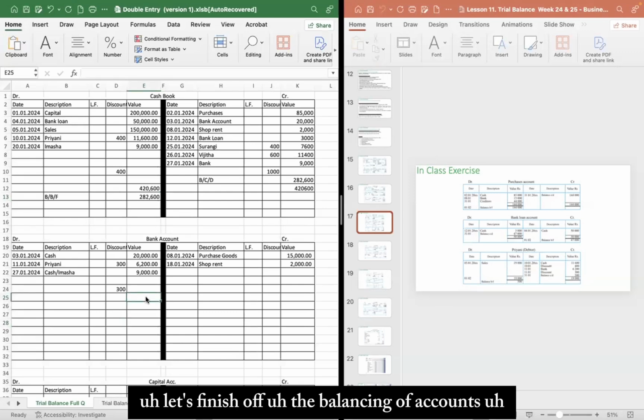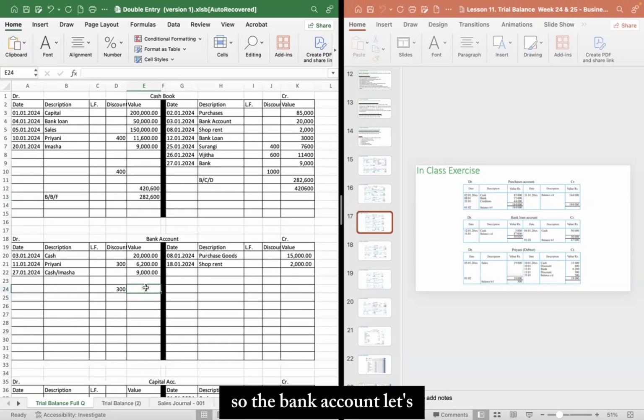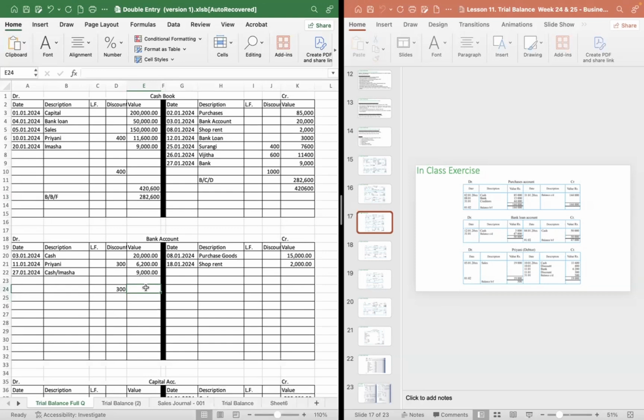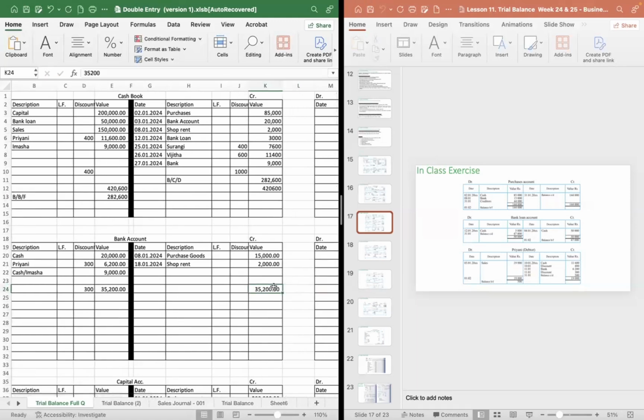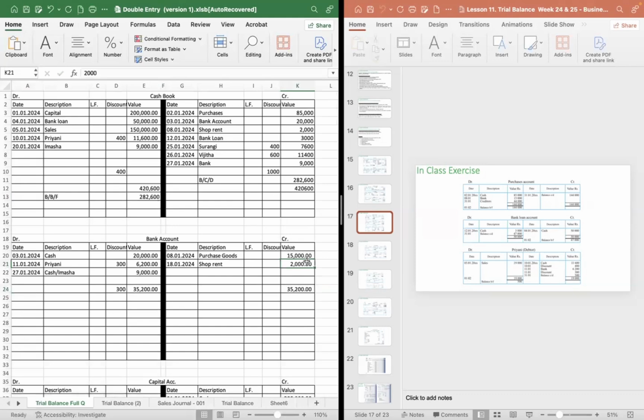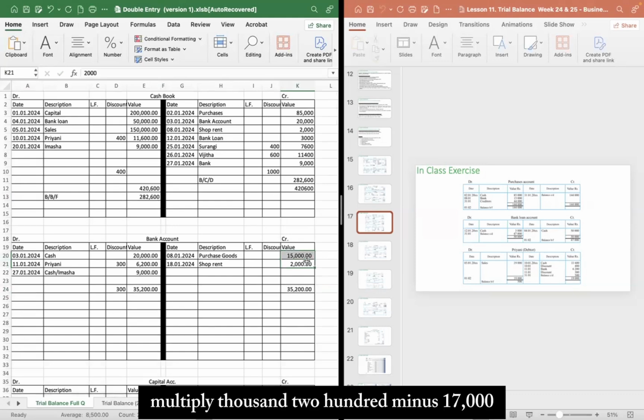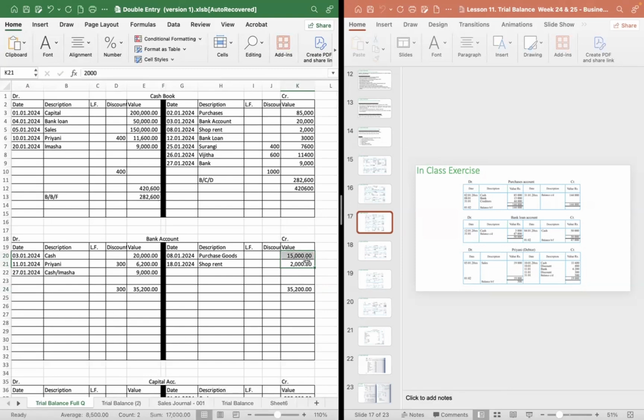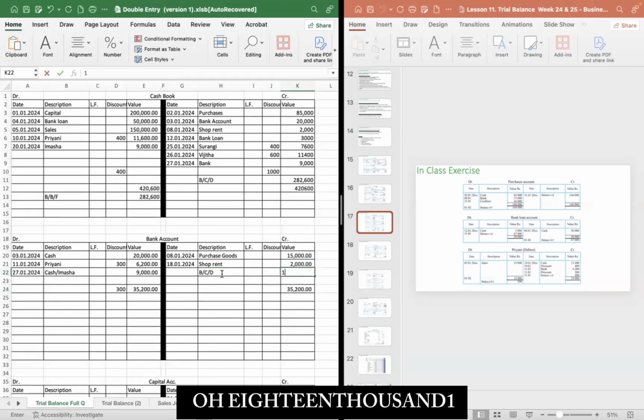Okay, let's finish off the balancing of accounts. So the bank account, let's see. $35,200, if it's correct. $35,200 minus 17,000 is 18,200. Balance is 18,200.